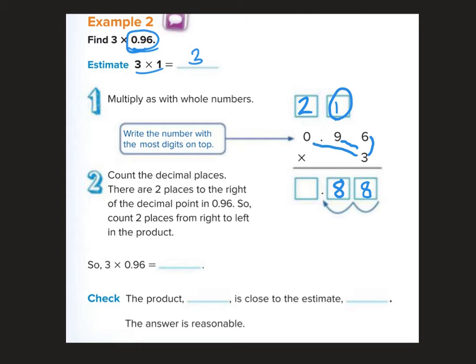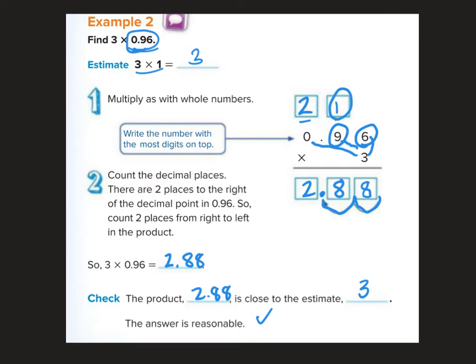3 times 0 is 0, but then I have to add 2. So I get 2. Now I count 1, 2 digits to the right of the decimal. So I bring it back 1, 2 places, and then I can put my decimal point there. So 3 times 96/100 is 2 and 88/100. The product, 2 and 88/100, is close to the estimate of 3 that we made earlier. So our answer is reasonable.